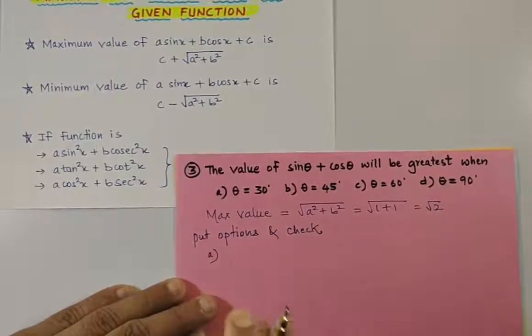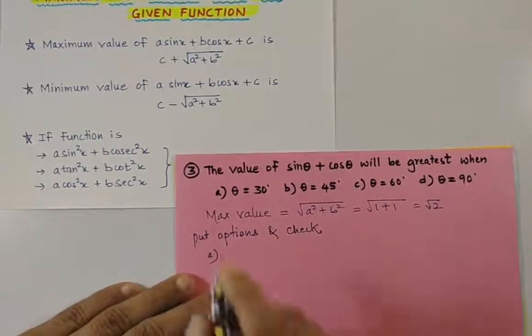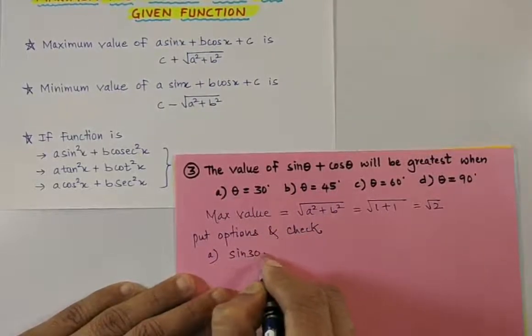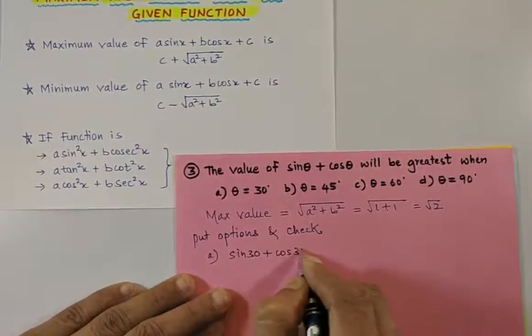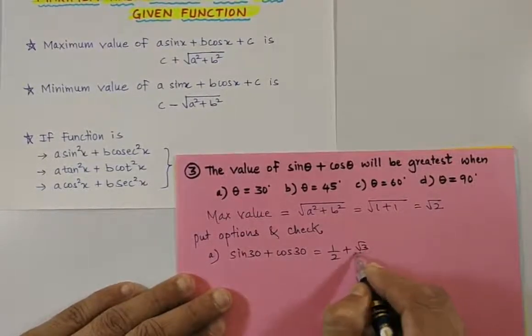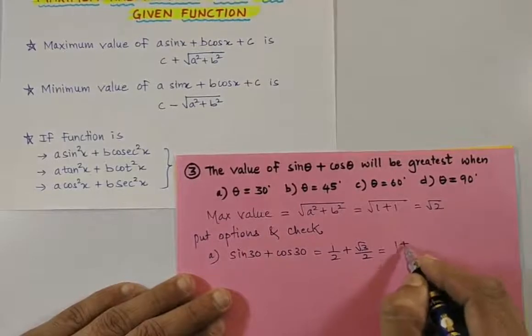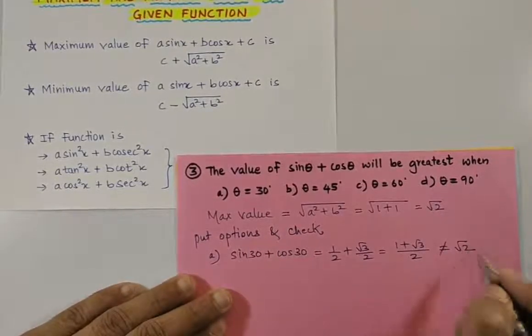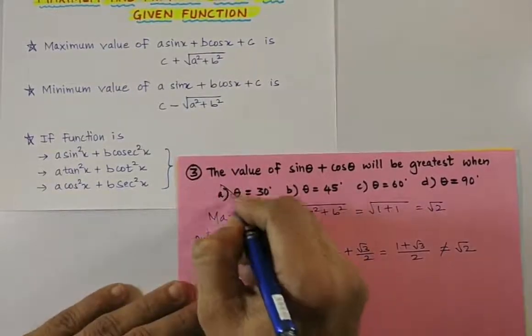So if I go from A, if I substitute theta as 30, you'll have sine 30 plus cos 30. So sine 30 is 1 by 2, cos 30 is root 3 by 2. So you'll have 1 plus root 3 by 2, which is not equal to root 2. So A is not our answer.